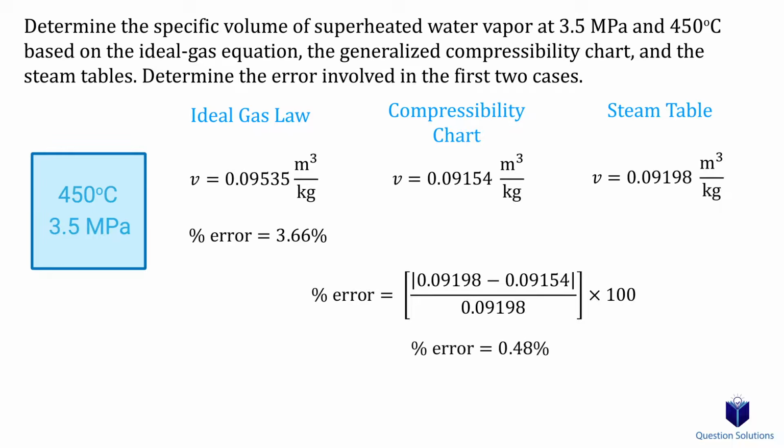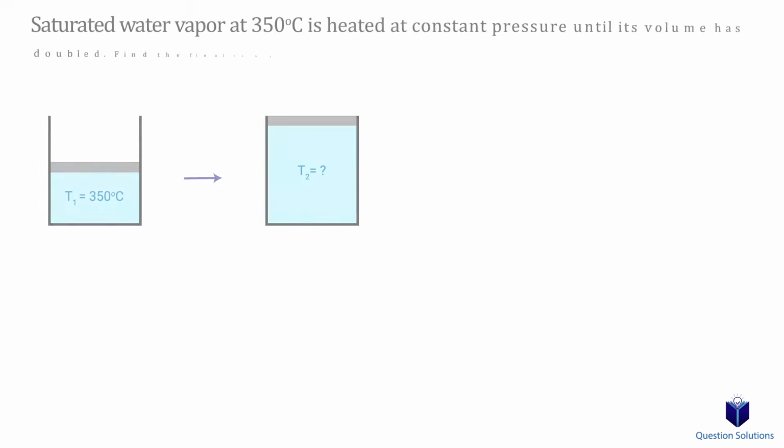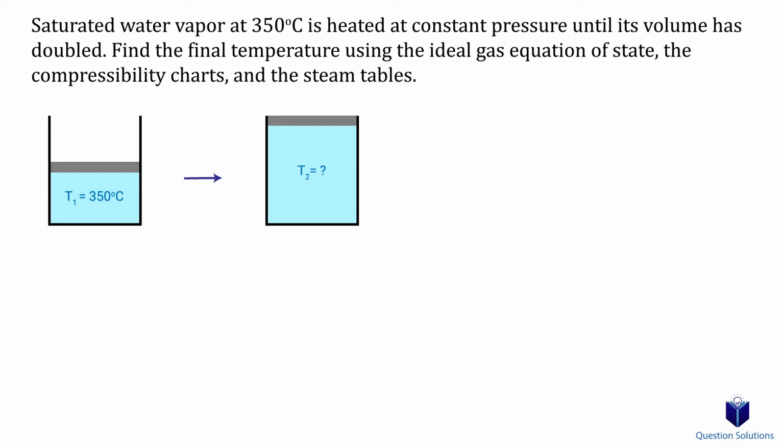Now for the second one. This is the percent error for the value when we use the compressibility factor. In this problem, we're told that saturated water is heated until the volume doubles. And we need to find the final temperature using the ideal gas law, the compressibility charts, and steam tables.